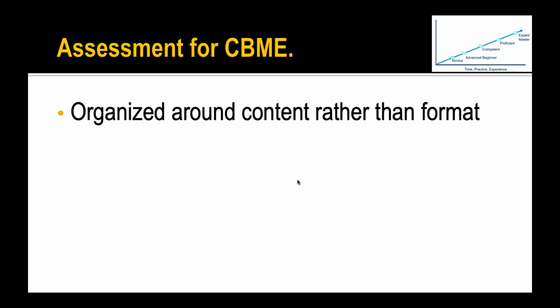Let's continue with this. Assessment for competency-based education has to be organized around content rather than format. This is a very important point. Generally, what happens is that we give an essay question on the cardiovascular system, a short case of a renal problem, a long case of CNS and a viva around preventive aspects and so on. And then in the end, we add everything and come out with a grade.